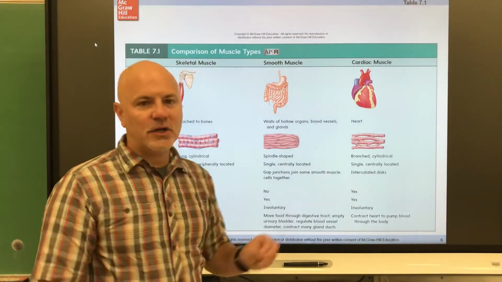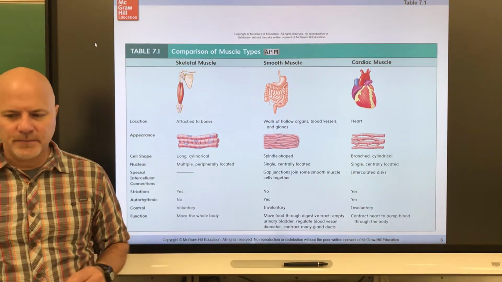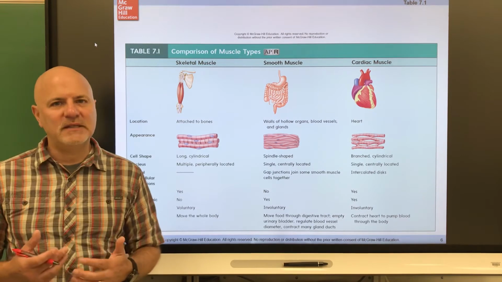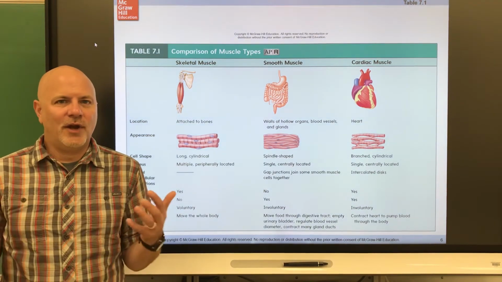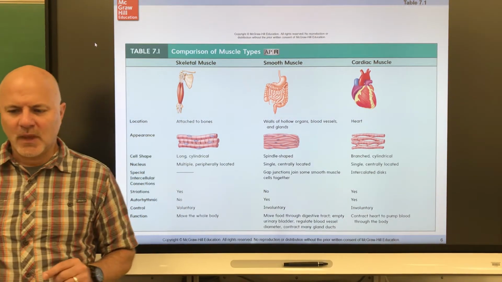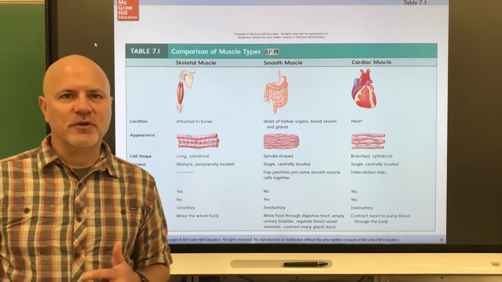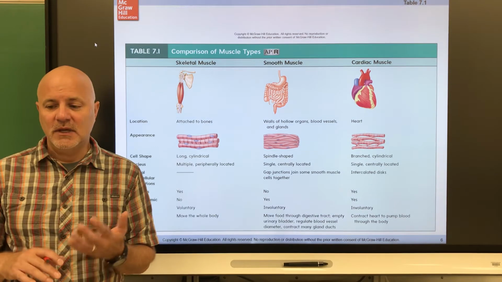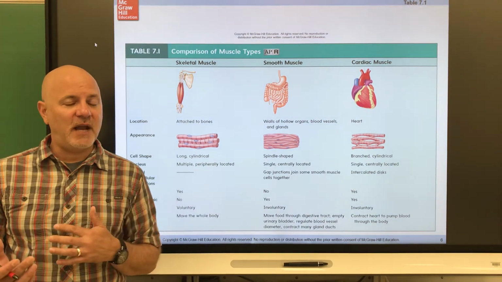Okay, so let's look at the functions of muscle. One, muscle contractions produce heat. This is going to help maintain our body temperature, right? We know if we get cold, we're going to shiver, right? Skeletal muscle contractions produce movements. So muscle contractions in general produce movements. So skeletal muscle is going to produce body movements.